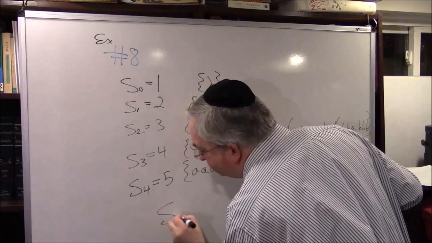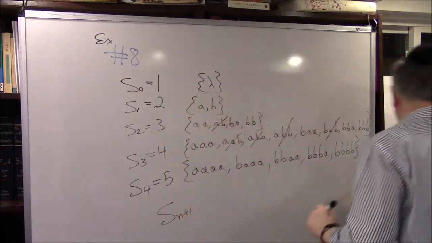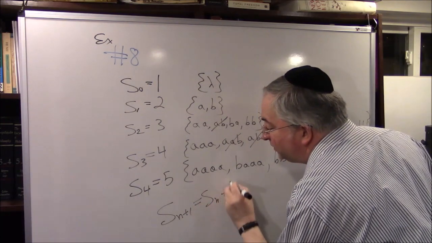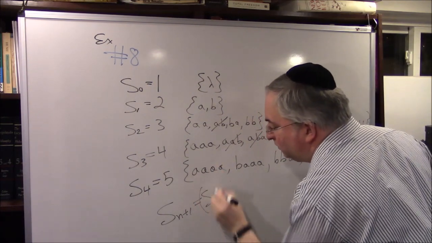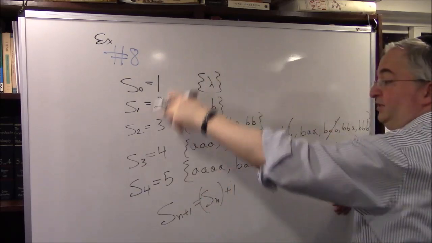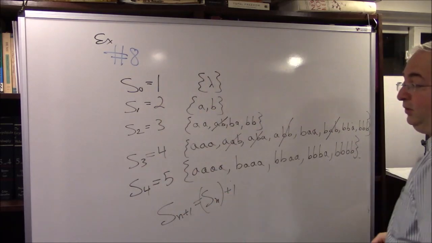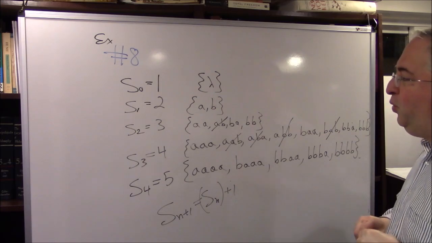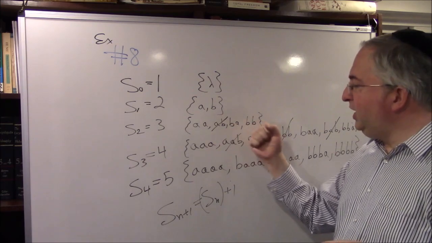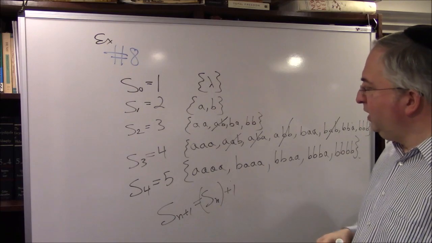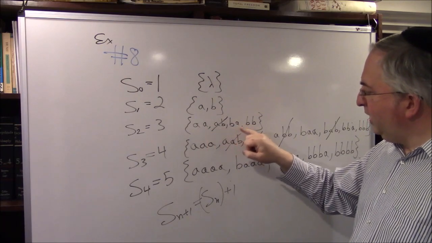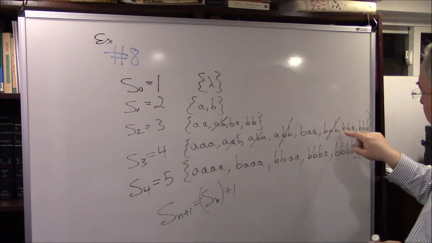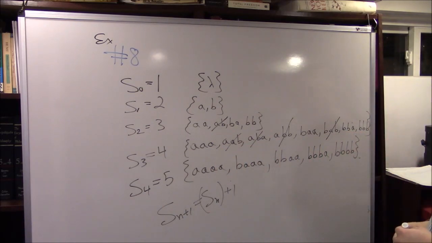Conclusion: S of n plus 1 equals S of n plus 1. This is the number of things. You add 1 to it. There's always one more. And the point is, the one more is the place where you change the A's into B's. So here you have A, BA, BB. AAA, BAA, you're changing it.